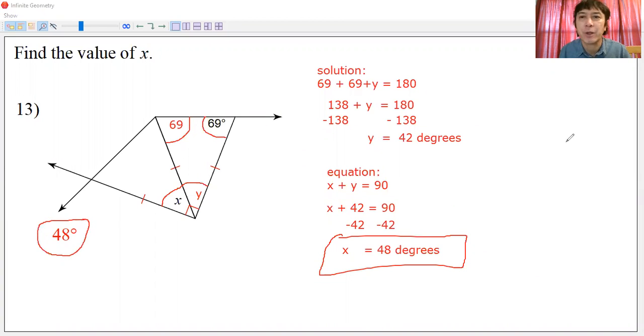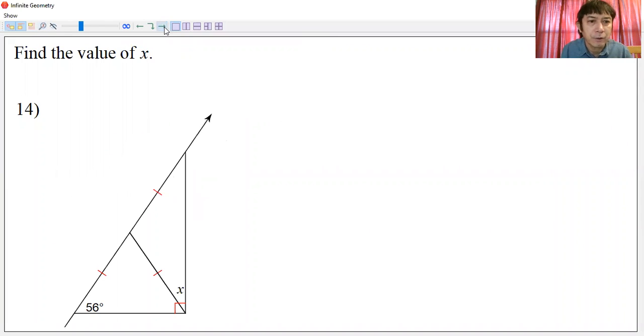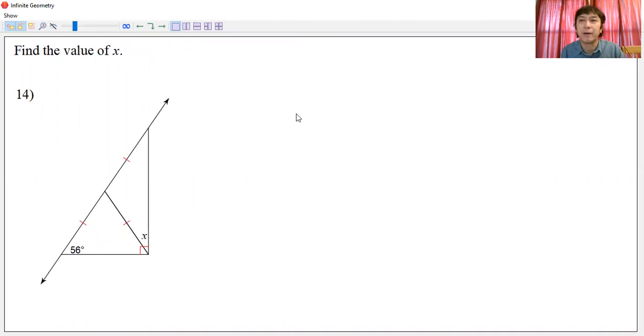All right, next, number 14. Let's continue with number 14. Here's number 14. Let us shrink it a little bit, some parts are not displayed. All right, there. Find the value of x. You have to see your plan for how to approach the problem. So the given is right here.